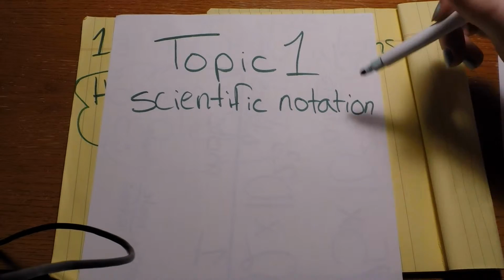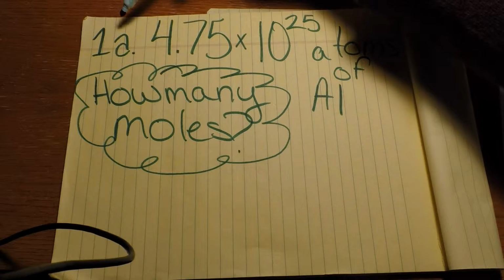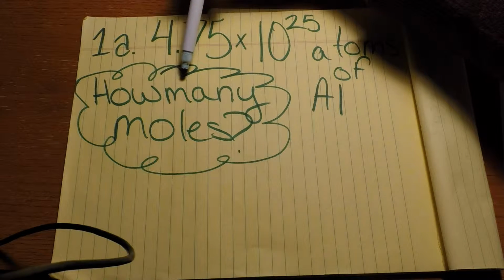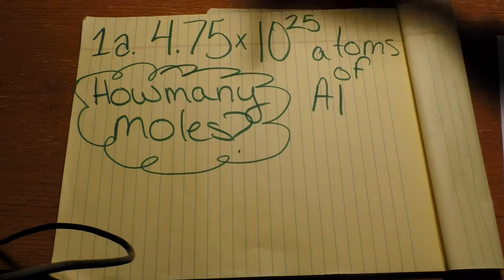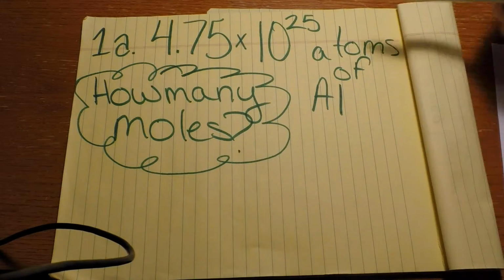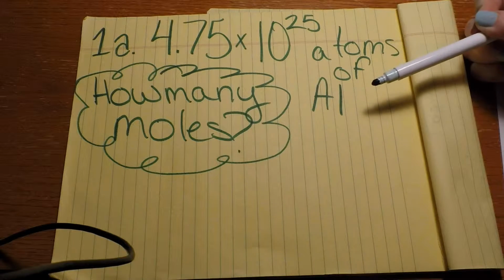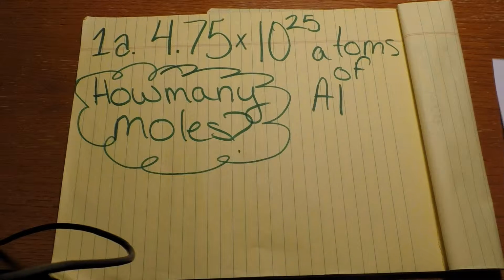So first, scientific notation. We are going to take a look at the first problem on the test, so that's 1A, and it asks us how many moles are in 4.75 times 10 to the 25th atoms of aluminum. So it's asking us, if I group all of these atoms into groups that are 6.02 times 10 to the 23rd big, how many groups would I get?